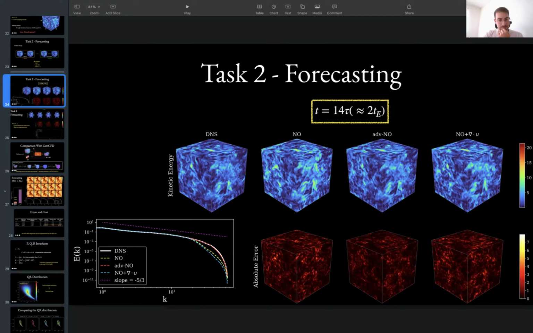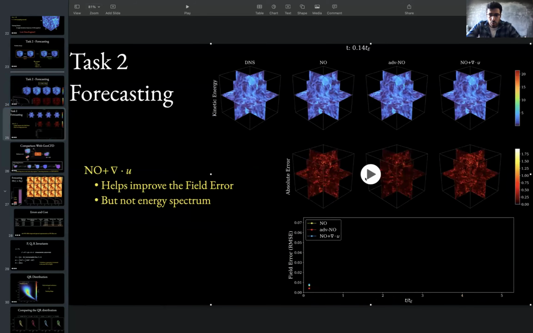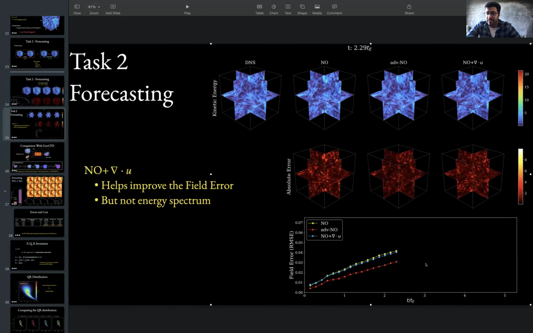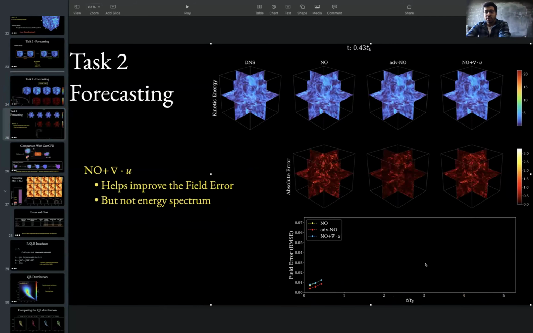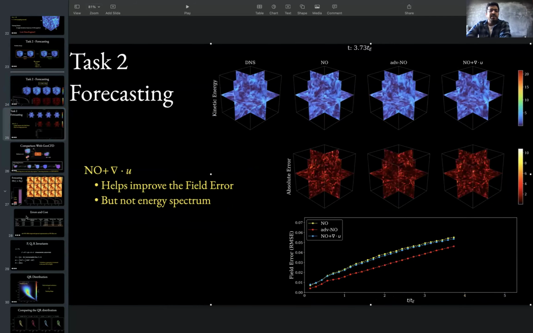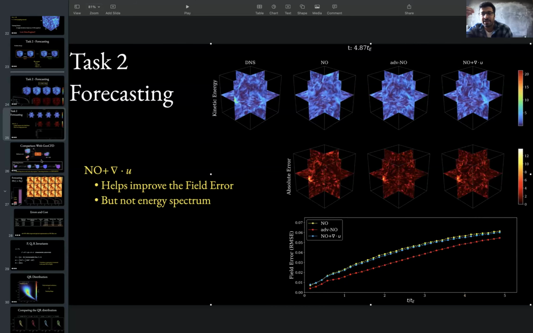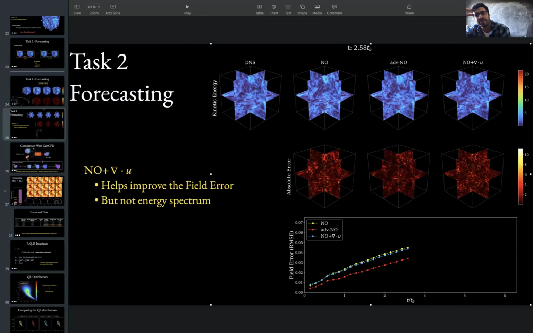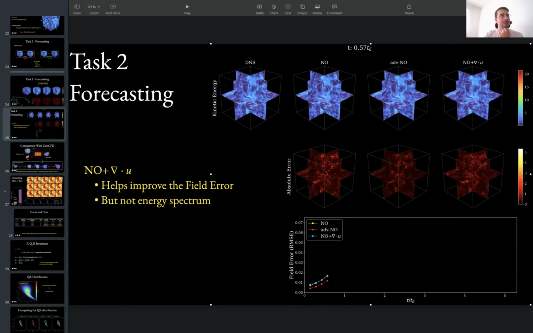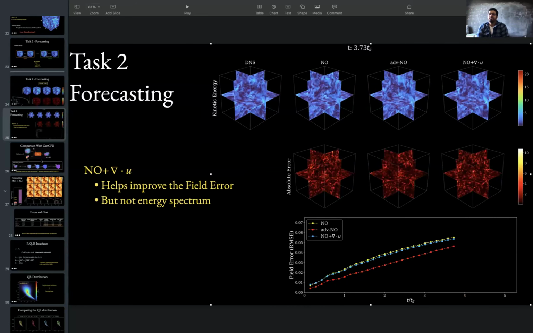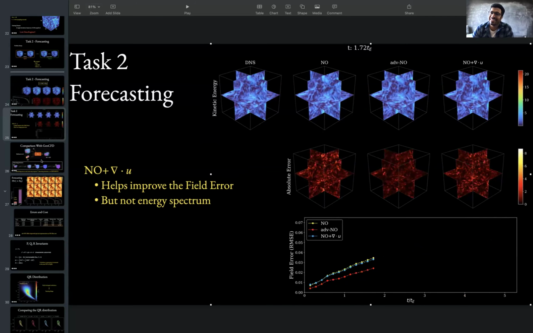So the large scale details of the PD residual is indeed utilized by the NO plus divergence of U, which is probably why you are seeing lower errors in the field errors like UVW minus UVW pred. But the energy spectrum, not really. It's another term that contributes to the spectral bias. Right. Okay, that's interesting. That is my interpretation.